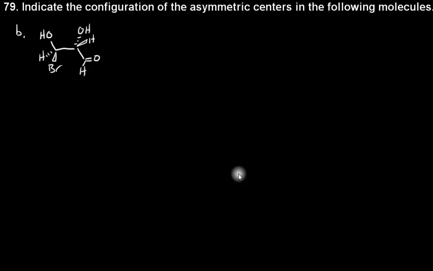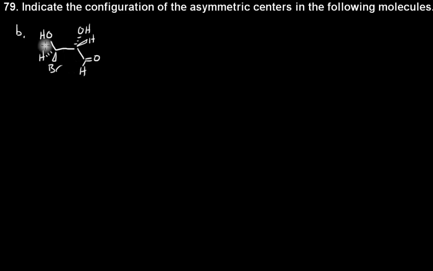Okay, so question 79, indicate the configuration of the asymmetric centers in the following molecules. So for this question, we have three different sub-questions, and I think I'm just going to do one of the three, so I'm going to do sub-question B.